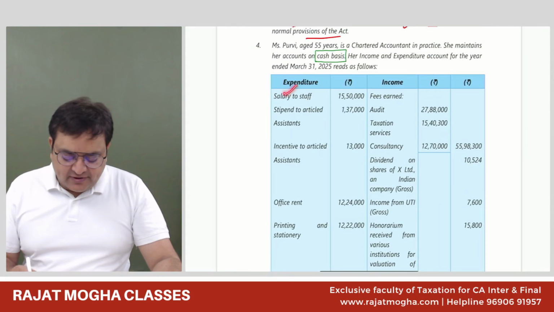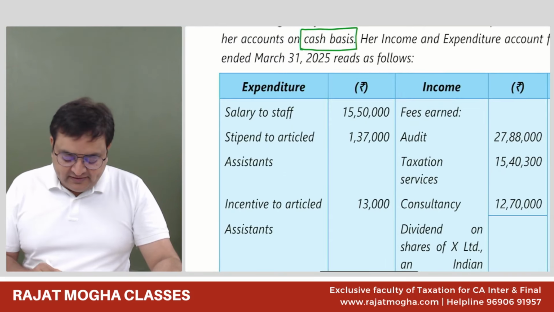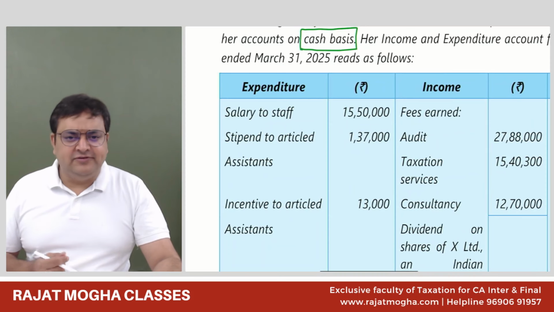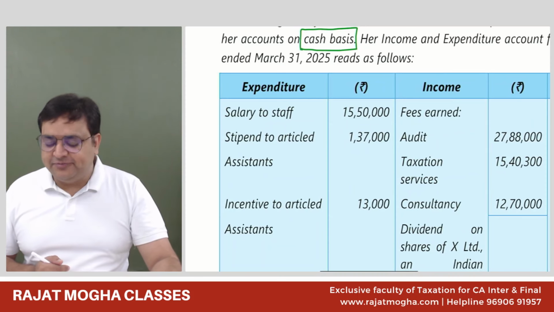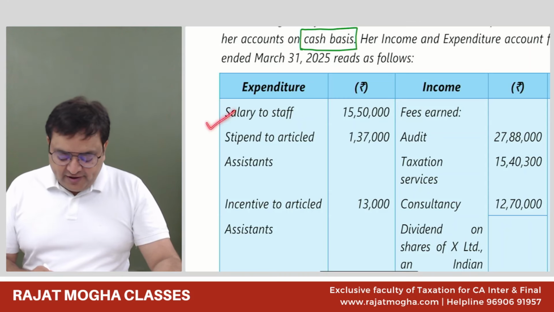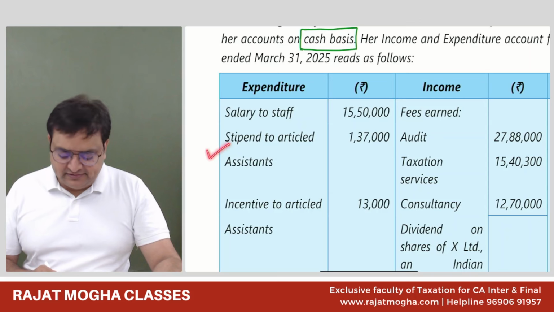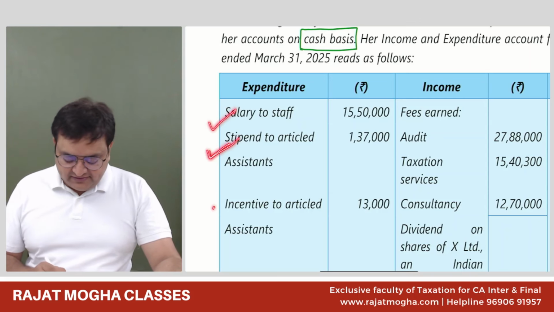Income and expenditure account is the same as a P&L account. If we see the expenses, salary to staff: she is a CA in practice, and salary to staff is a normal business or profession expense, so we are okay. Stipend to article assistants. Can we give stipend to our interns? Yes, we can give it to the article assistants. So this is also a business or professional expense.